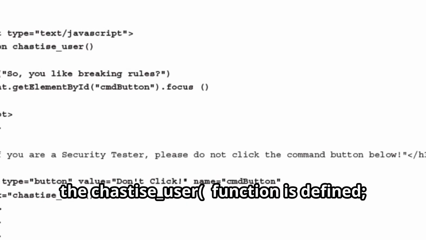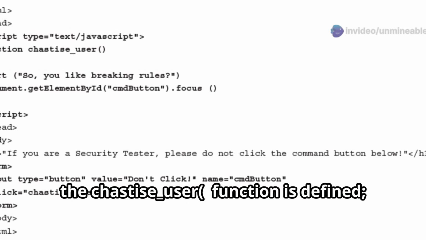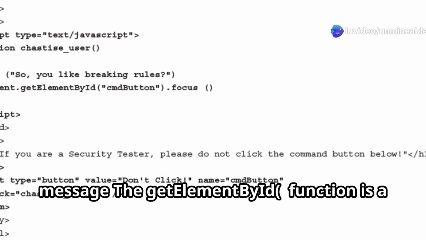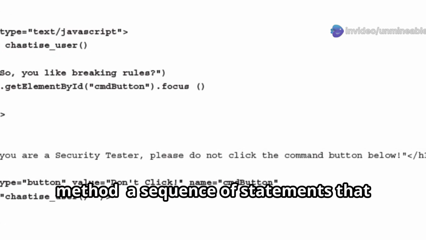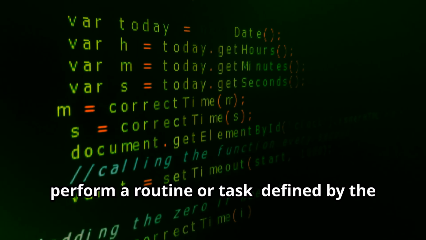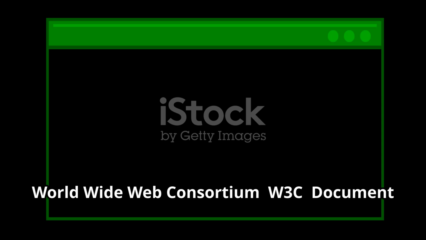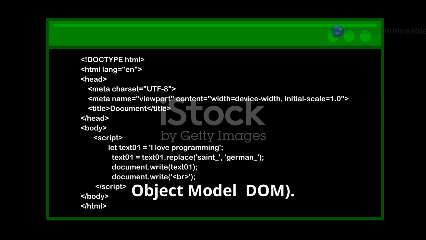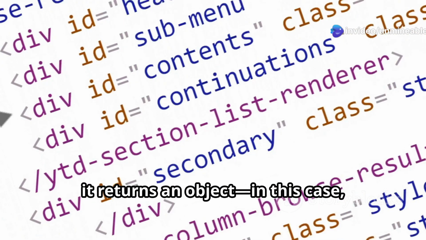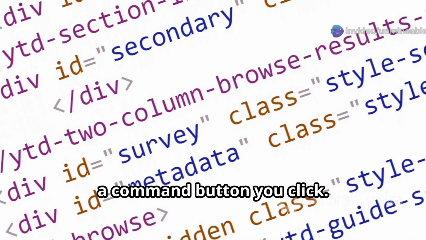Next, the chastise_user function is defined. This function simply displays an alert message. The getElementById function is a method, a sequence of statements that perform a routine or task defined by the World Wide Web Consortium, W3C, Document Object Model, DOM. Basically, it returns an object, in this case, a command button you click.